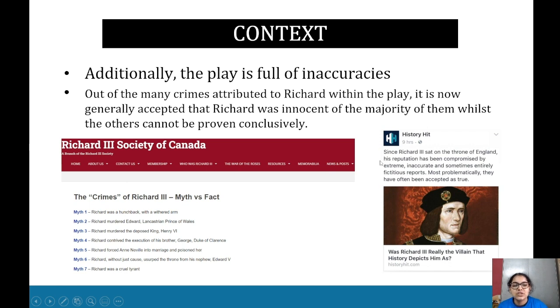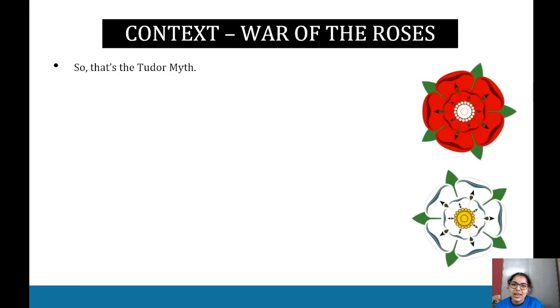Look here. Since Richard III sat on the throne of England, his reputation has been compromised by extreme, inaccurate, and sometimes entirely fictitious reports. Most problematically, they've often been accepted as true. That's because we trust Shakespeare as an audience, right? Generally, we trust him because he is a great writer, one of the most noted composers of Western literature.